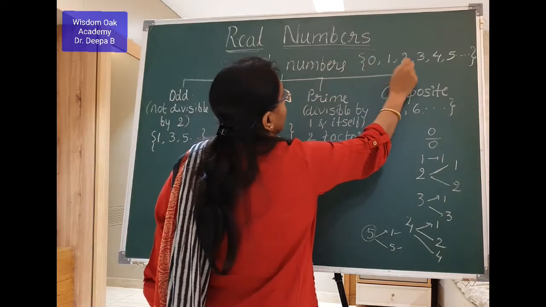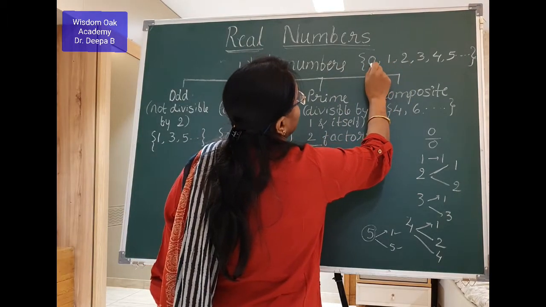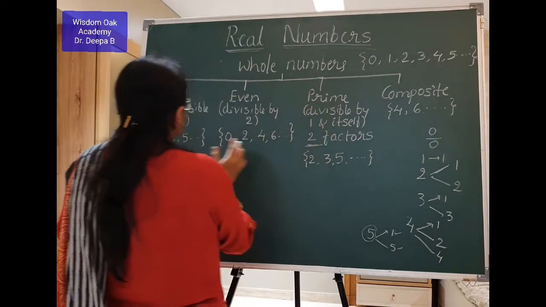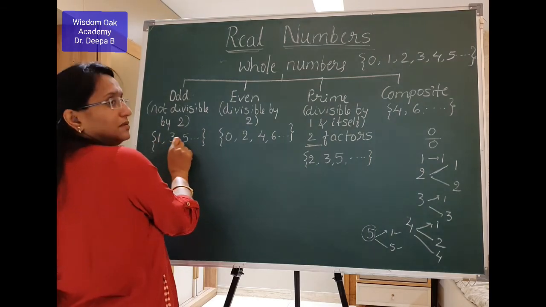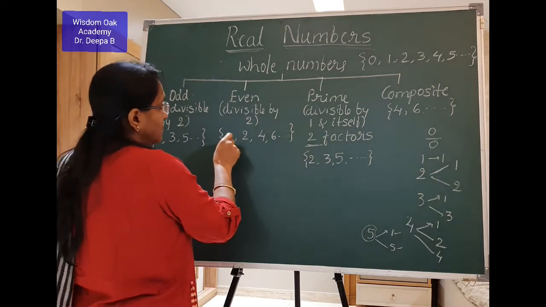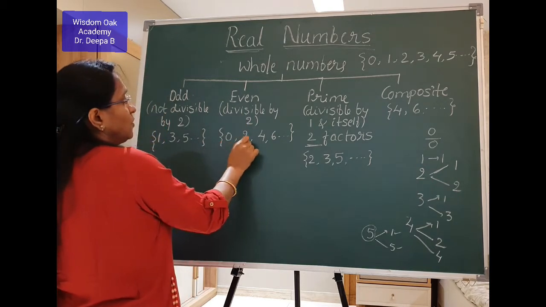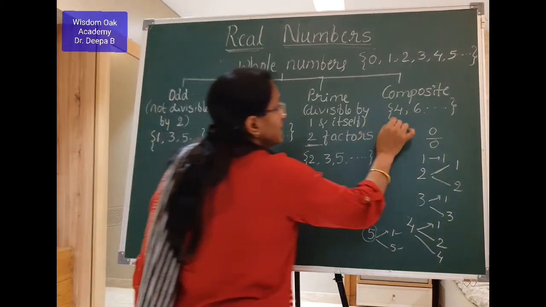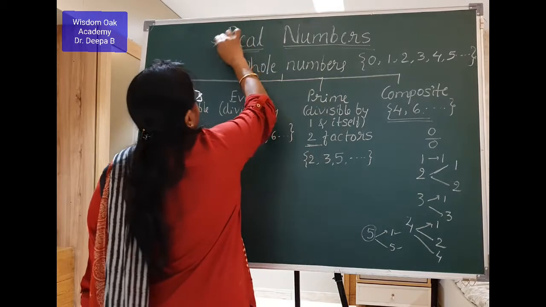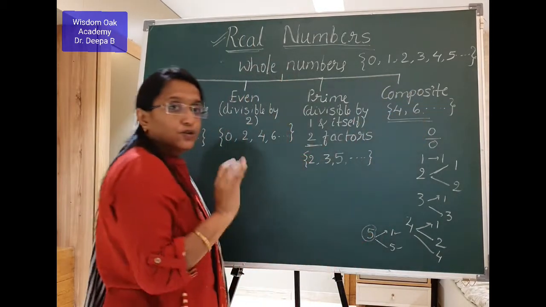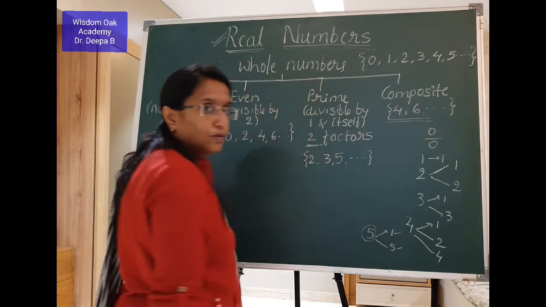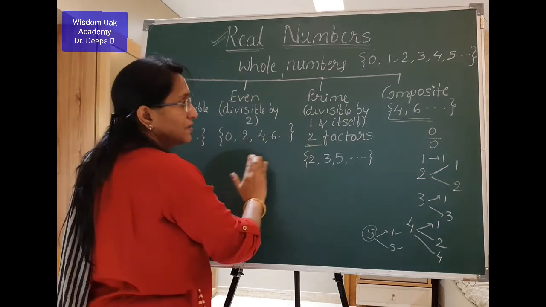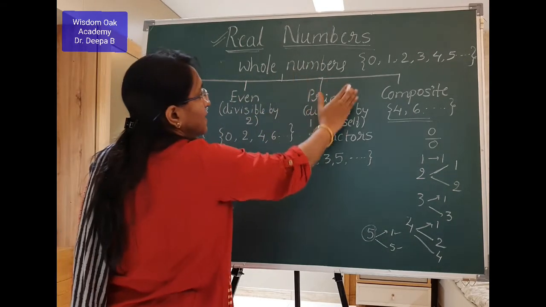Next, consecutive whole numbers means we write like this: 0, 1, 2, 3, 4, 5. It is consecutive whole numbers. Consecutive even numbers means 0, 2, 4, 6, and consecutive odd numbers means 1, 3, 5, and so on. This is important in studying this. Composite number means you should understand it has more than 2 factors. So this is about real numbers, what are whole numbers and how many types of numbers there are in the number system.